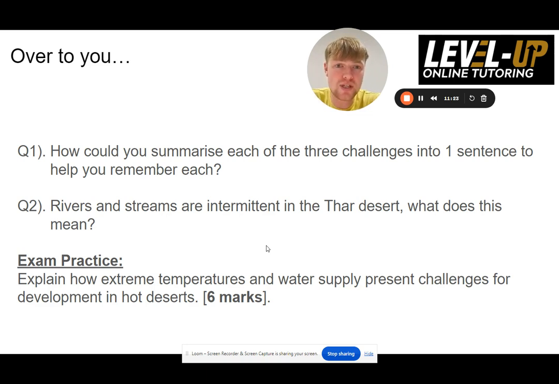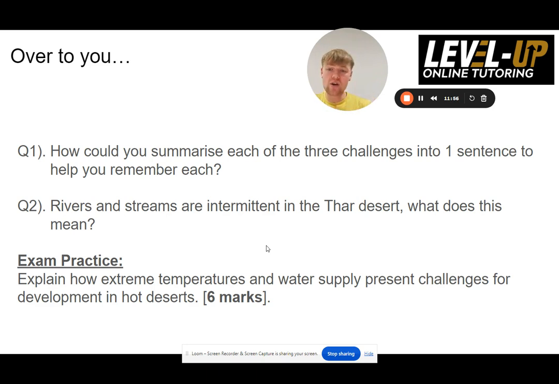Yes, we've got an opportunity of farming, commercial farming and irrigation, but that opportunity is confined to certain months and times of the year because of the challenge of temperature, evaporation, and so on. So you can see that interconnectivity, that relationship there. And then I thought, how would this appear to you in an exam scenario? So: explain how extreme temperatures and water supply present challenges for development in hot deserts.